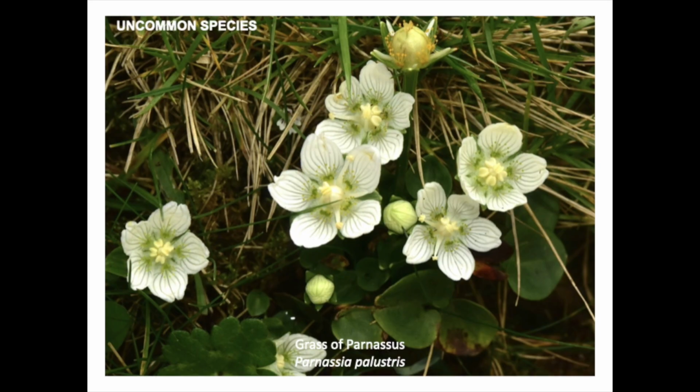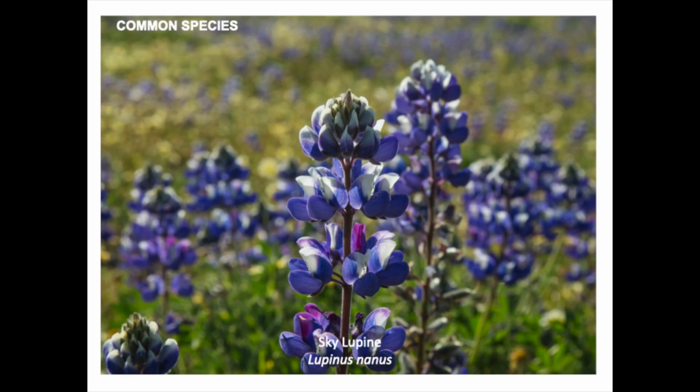It has a global distribution, but it's just kind of a cool plant to be able to see if you time it right. And then common species. So we have several different species of lupins, and this is one of the most common ones. This is sky lupin. We also have bicolored lupin, which looks super, super similar, but it's smaller and the flowers are smaller. Again, these are pollinated by bees.